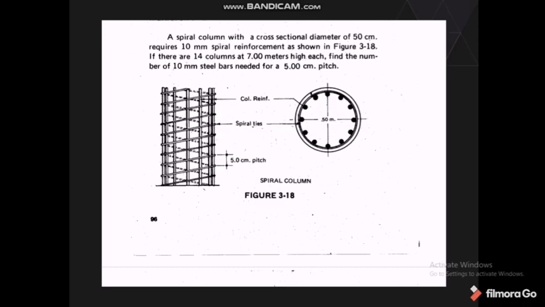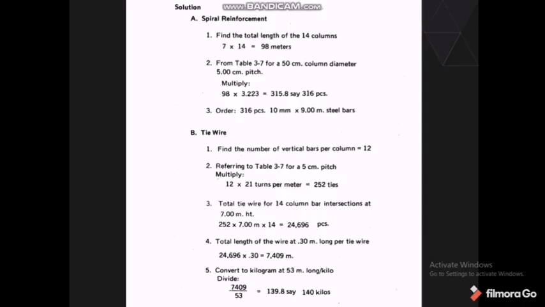And another problem: a spiral column with a cross-sectional diameter of 50 cm requires 10 mm spiral reinforcement as shown in figure 3.18. If there are 14 columns at 7 meters high each, find the number of 10 mm steel bars needed for a 5 cm pitch. So the solution for letter A, spiral reinforcement. First is to find the total length of the 14 columns. There are 14 columns and the length is 7 meters. So 7 times 14 is equal to 98 meters.